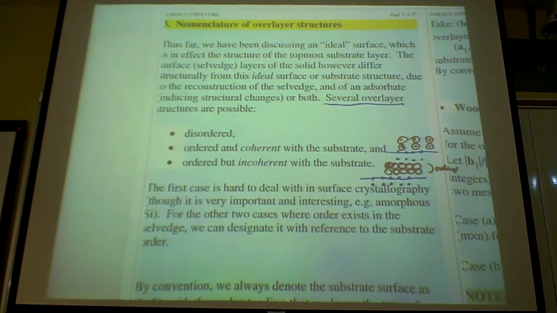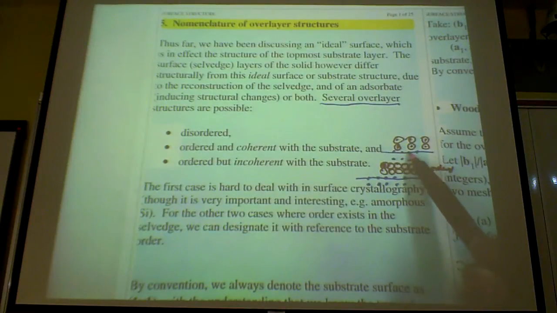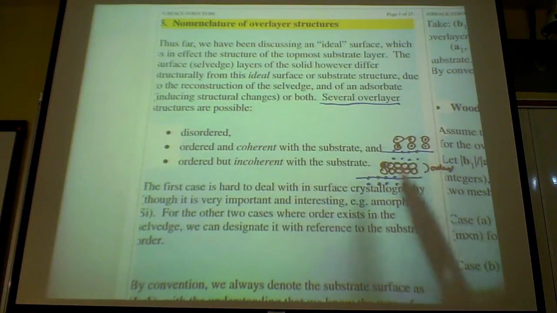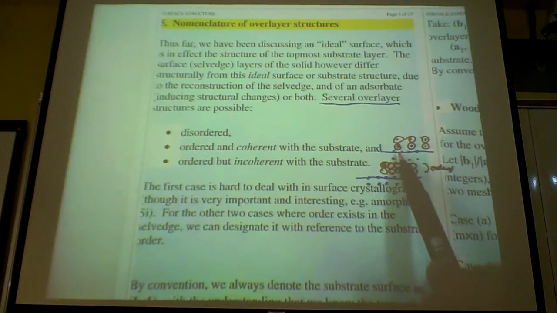Okay? What does that mean? It means that let's say you have a grid like this. If you put your adsorbate, here I draw a little CO molecule, if you like. If a CO molecule always occurs in the bridge site, every other bridge site, then this is a coherent structure of my overlayer with respect to the substrate, because all my overlayer structure is in sync with the substrate.